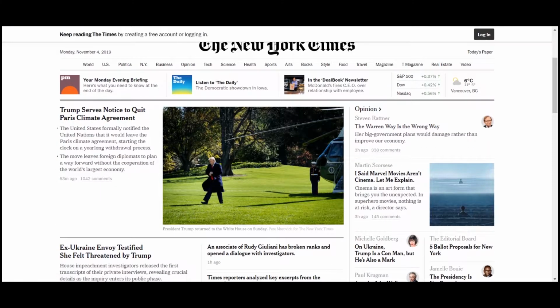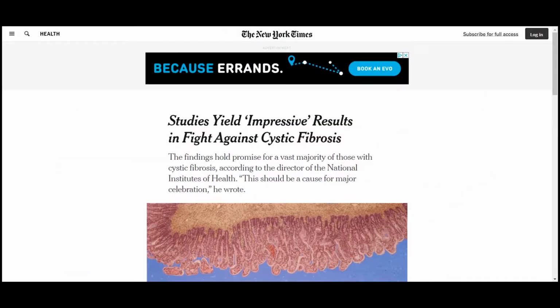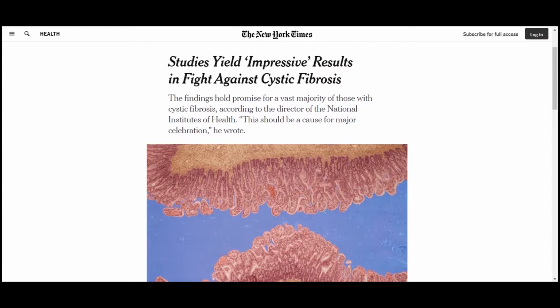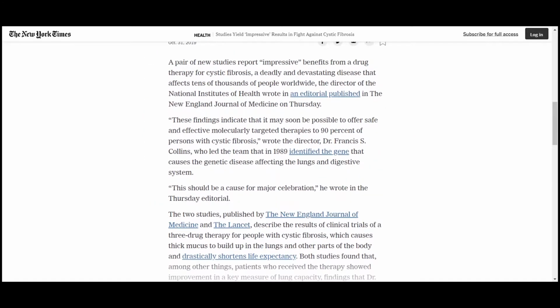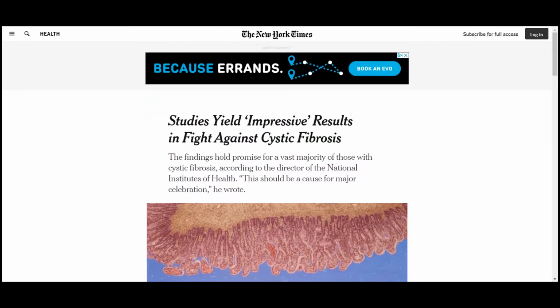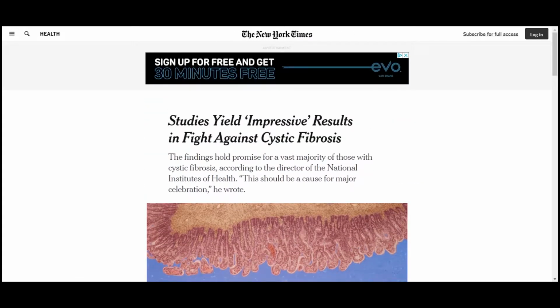The next is going to go over to the New York Times here. This is the studies yielding impressive results in a fight against cystic fibrosis. This one is clearly an informational-based article. Although they're talking about the problem of cystic fibrosis, I'd say this one is more informational based, as they're talking about new scientific studies, an editorial that was published that had findings that ultimately is going to lead to potential help and results in fighting against cystic fibrosis. So this one's clearly informational based.